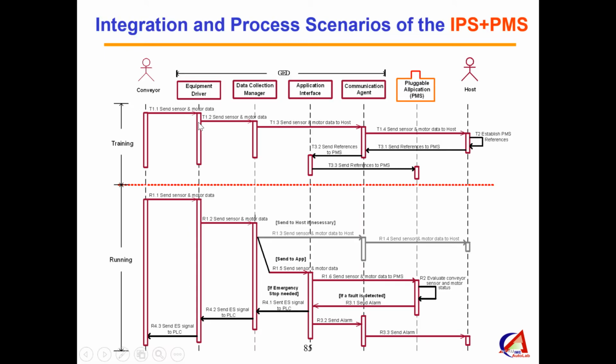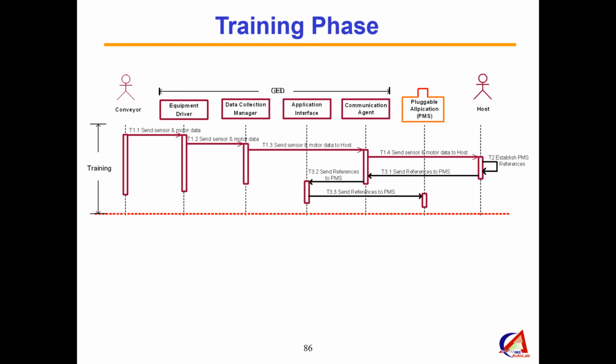So you see, this is running. During running, because we have already got a reference here, right? If we collect data and compare with the reference, and if good, then don't worry. If not, then you need to send an alarm. You see, you send an alarm to the host, right? So that is the scenario. So you see, this is the training phase. I just explained it already. Collect the healthy data and put it in the pluggable application module.